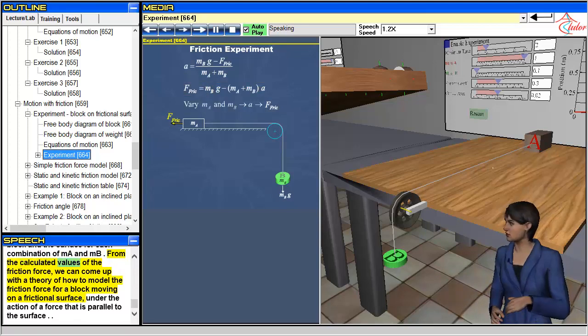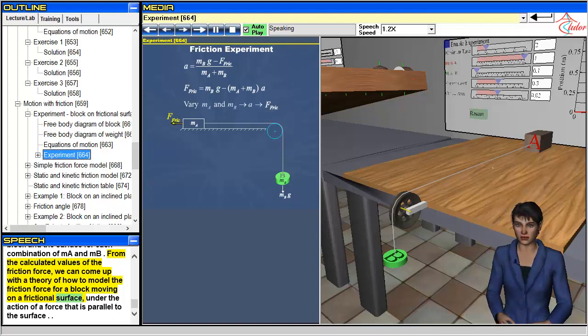Then, we will use this formula to calculate the friction force between the block and the surface for each combination of Ma and mb. From the calculated values of the friction force, we can come up with a theory of how to model the friction force for a block moving on a frictional surface under the action of a force that is parallel to the surface.